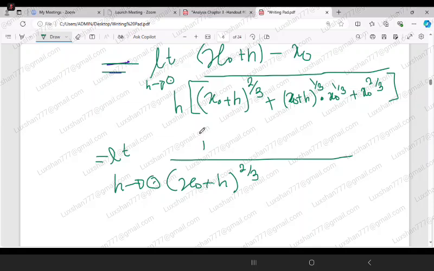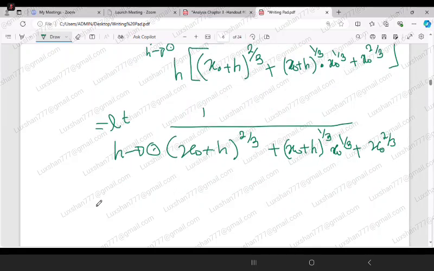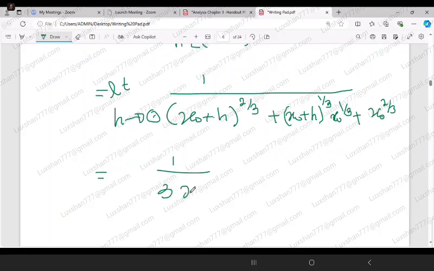to the power 2 by 3 plus x naught plus h to the power 1 over 3 times x naught to the power 1 over 3 plus x naught to the power 2 by 3. So if h tends to 0, we get 1 over 3 times x naught to the power 2 by 3.